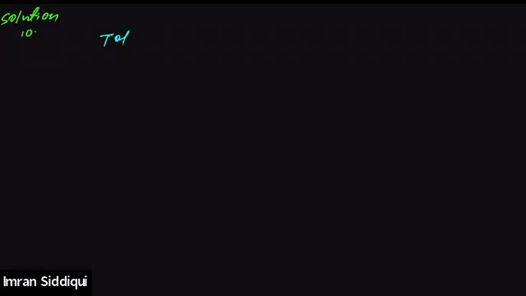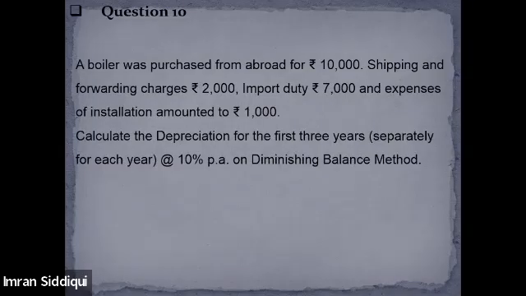Total cost of boiler. Can any one of you please tell me what will be the total cost of the boiler as per the question? Anyone please tell me? Sir, 20,000. Sir, 20,000 it will be right. 20,000.